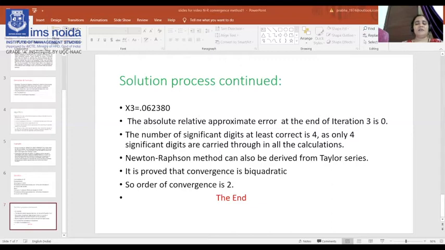Like A you have assumed, B you have assumed, but F(A) into F(B) must be less than 0. That means one must have a positive value of the function and one must have a negative value of the function at the particular A and B values respectively.